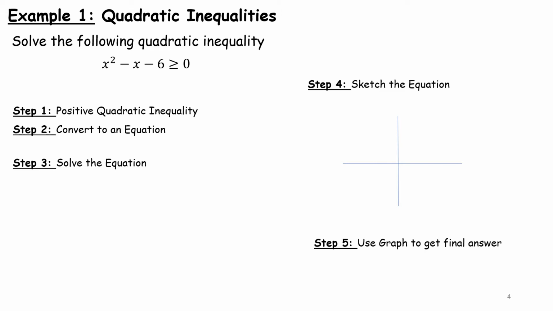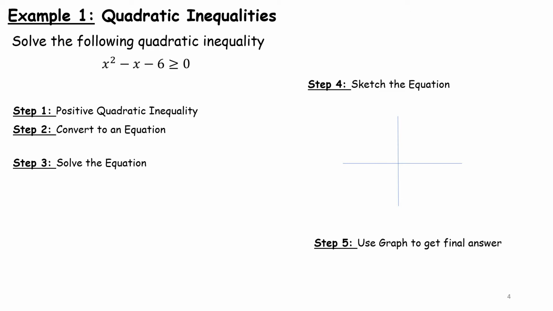So solve the following quadratic inequality. So x squared minus x minus 6 is greater than or equal to 0. So my step 1 is I ensure that I have a positive inequality. Now there's 2 reasons for that. One, it gives us consistency in these questions. It means that drawing will always be a positive inequality, and it's one less thing to think about.